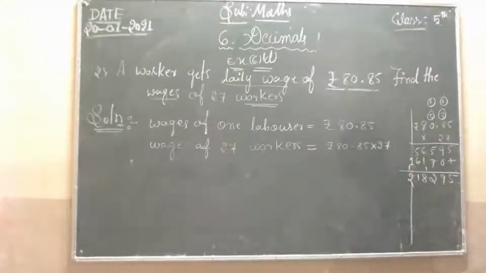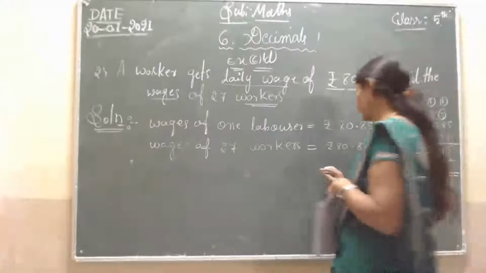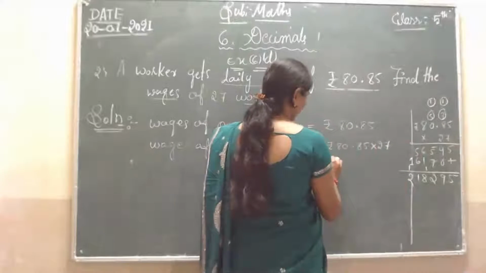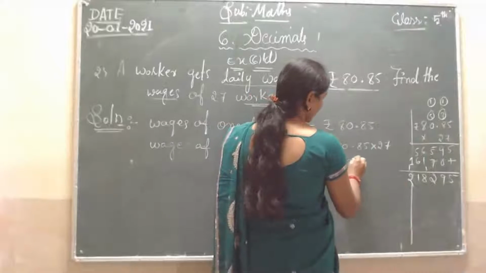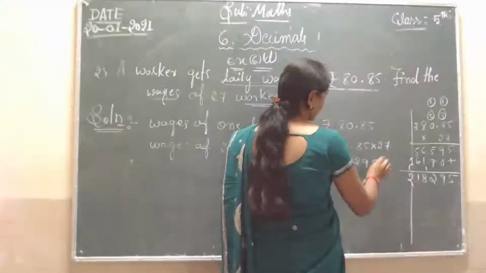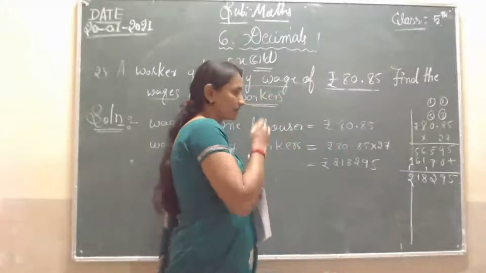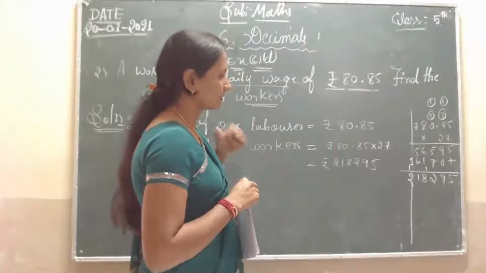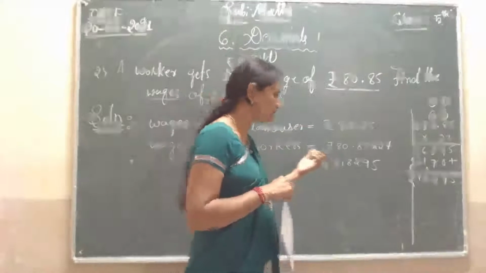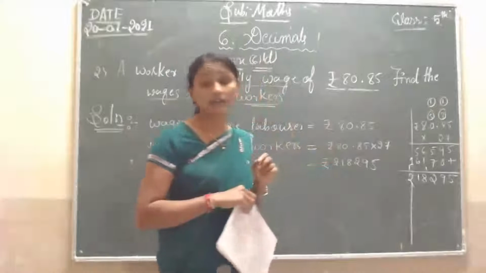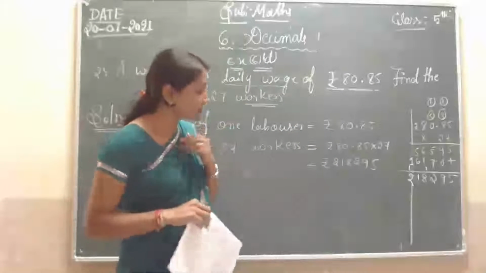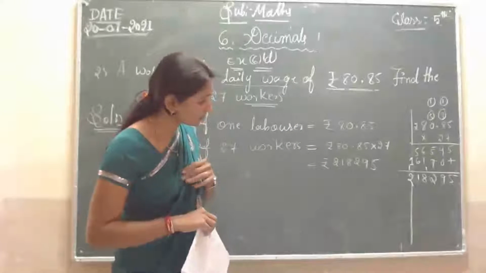Students, 218,295. So you have to write this down. So what will the answer be? The amount 218,295. Students, afterwards, where do you write the point? The point is written here.